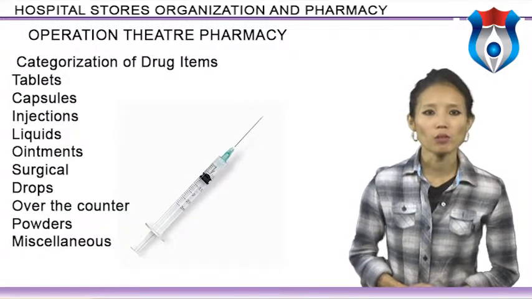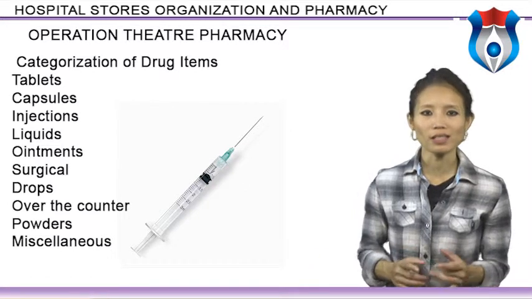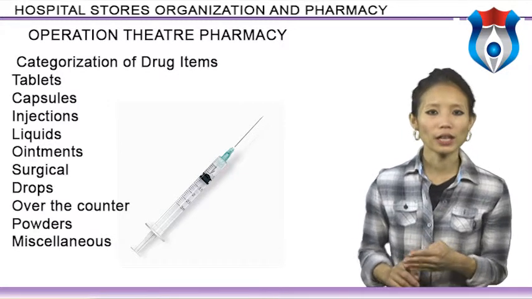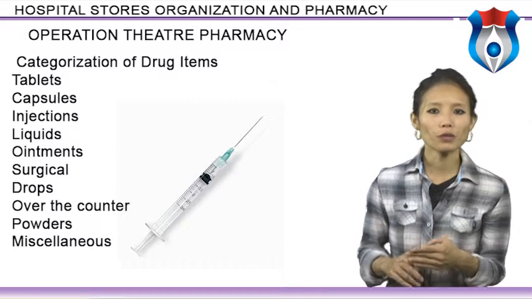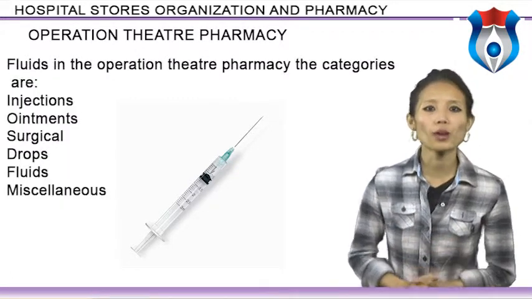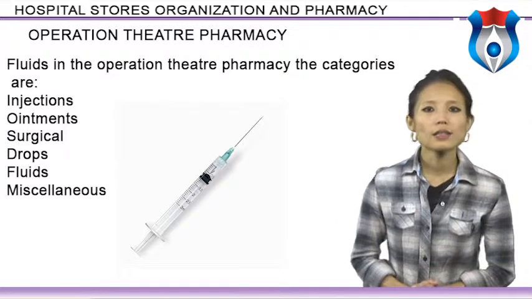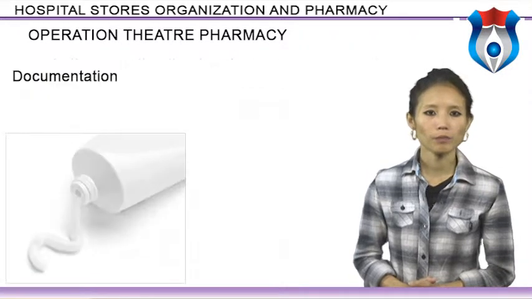Categorization of drug items. In the inpatient and outpatient pharmacies, the drugs are categorized as tablets, capsules, injections, liquids, ointments, surgical, drops, over-the-counter, powders, miscellaneous. In the operation theatre pharmacy, the categories are injection, ointments, surgical, drops, fluids, miscellaneous.